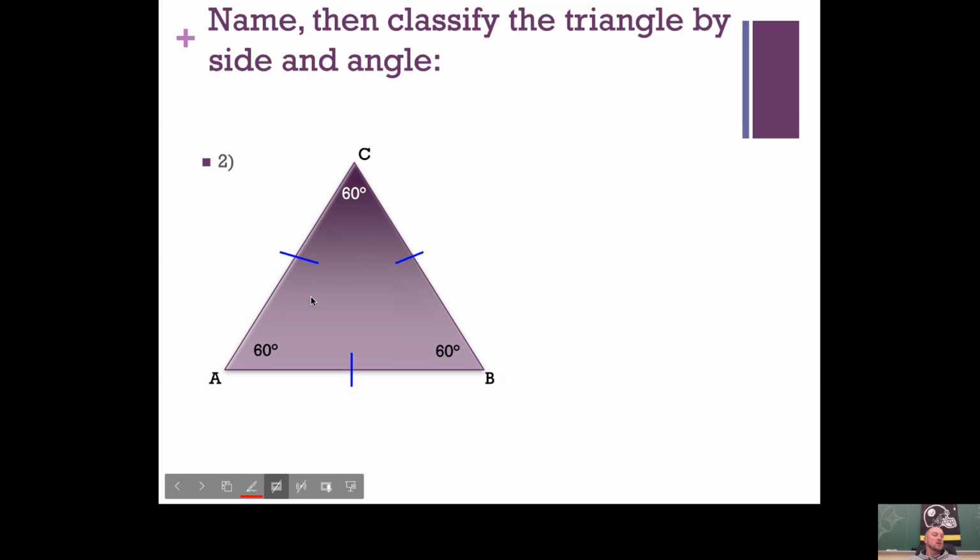We're going to do the same thing here. We have three angles, and they're all less than 90. So this is an acute triangle. Also, you should notice that all of these angles are the same measure. If they're all the same measure, then all the sides are the same length. So you can also call this an equilateral triangle.